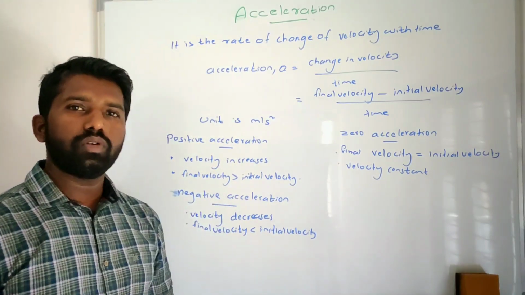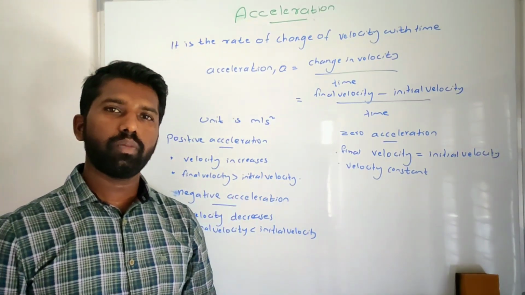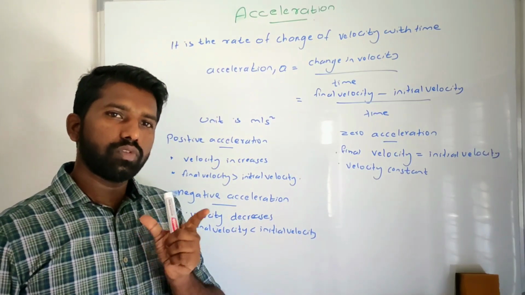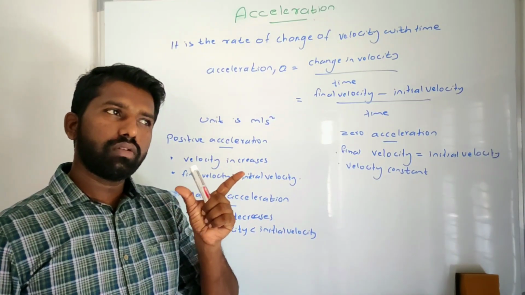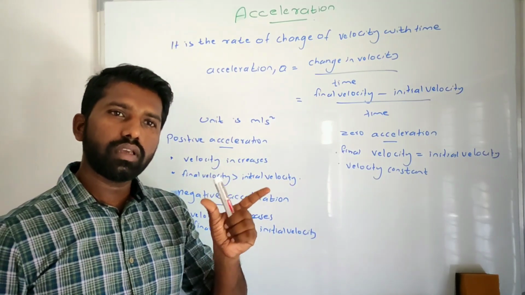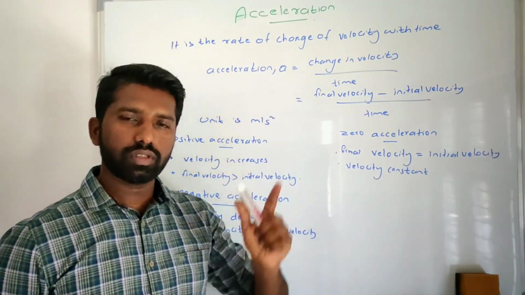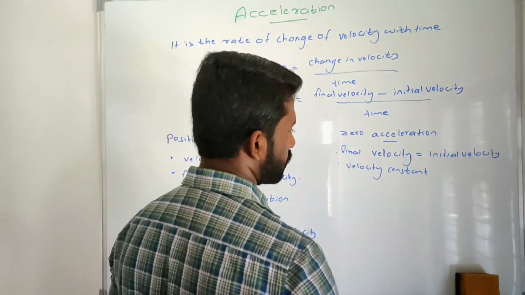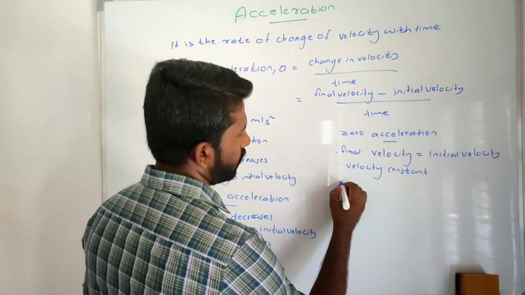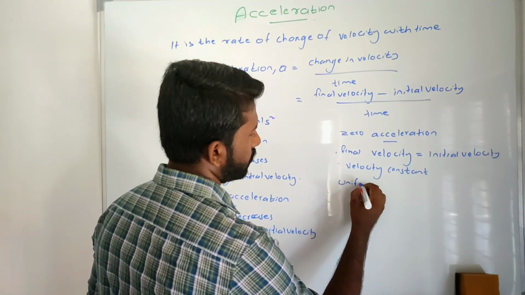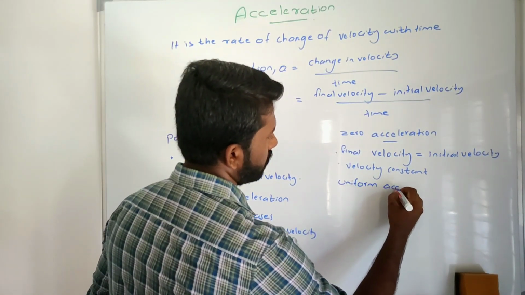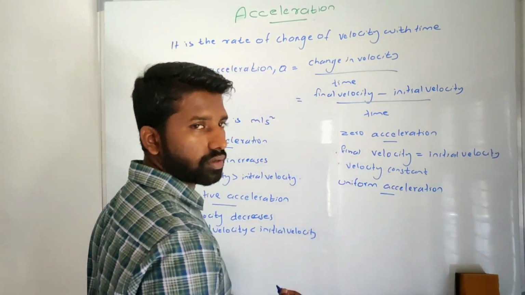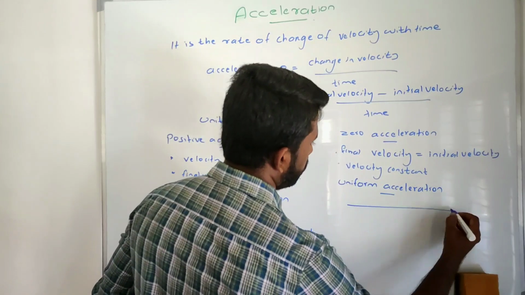Next we will see what uniform acceleration is. If an object moves and in equal times there is an equal increase in the velocity, always a particular increase in the velocity, that is uniform acceleration. I am taking an example.